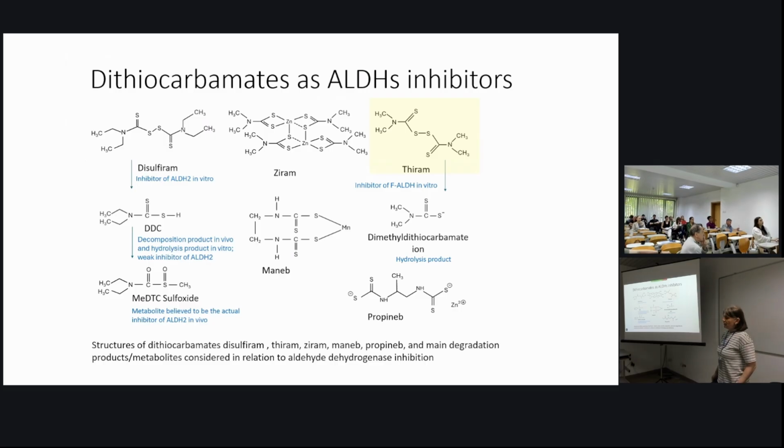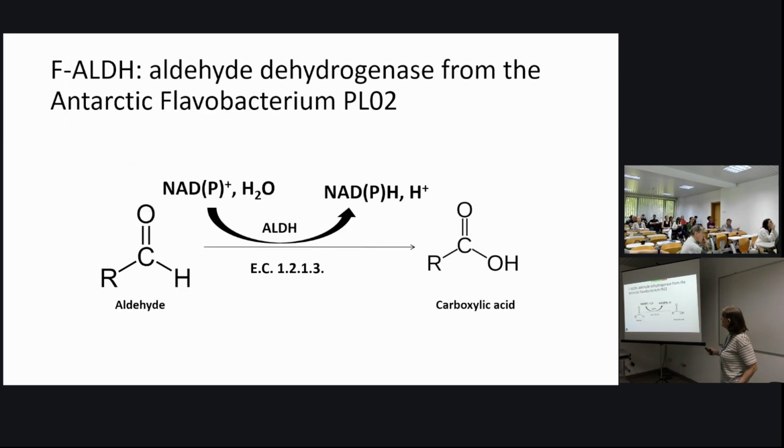As I mentioned, dithiocarbamates are among the inhibitors of aldehyde dehydrogenases, and there are some structures. This is disulfiram, used in the treatment of alcoholism. Thiram and ziram are from the same group of dimethyl dithiocarbamates, then maneb and propineb. And so what is different? Here we have methyl, we have ethyl, here we have propyl. So these dithiocarbamates differ in structure.